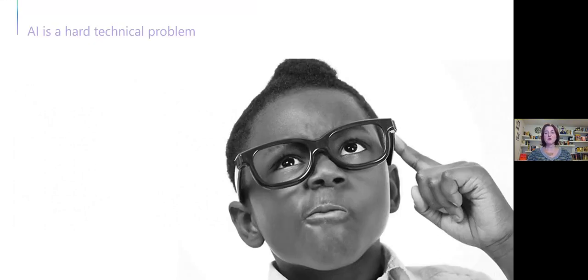The common discourse about AI is that it's a hard technical problem. The truth is that it's also a hard human problem because it touches everyone in society. You, me, everyone. And the question is, what will help us take a human-centric perspective when we are designing AI systems? How do we do that?